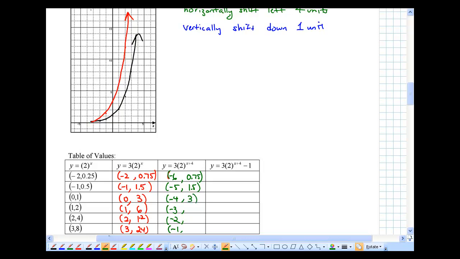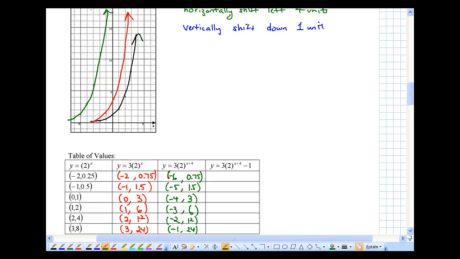I know I could have combined them together, but for learning's sake, we're not going to do that. So negative 6 is 0.75, negative 5 is 1.5, negative 4 is 3, negative 3 is 6. So notice the shape doesn't really change here. It's just everything got shifted to the left 4 units.